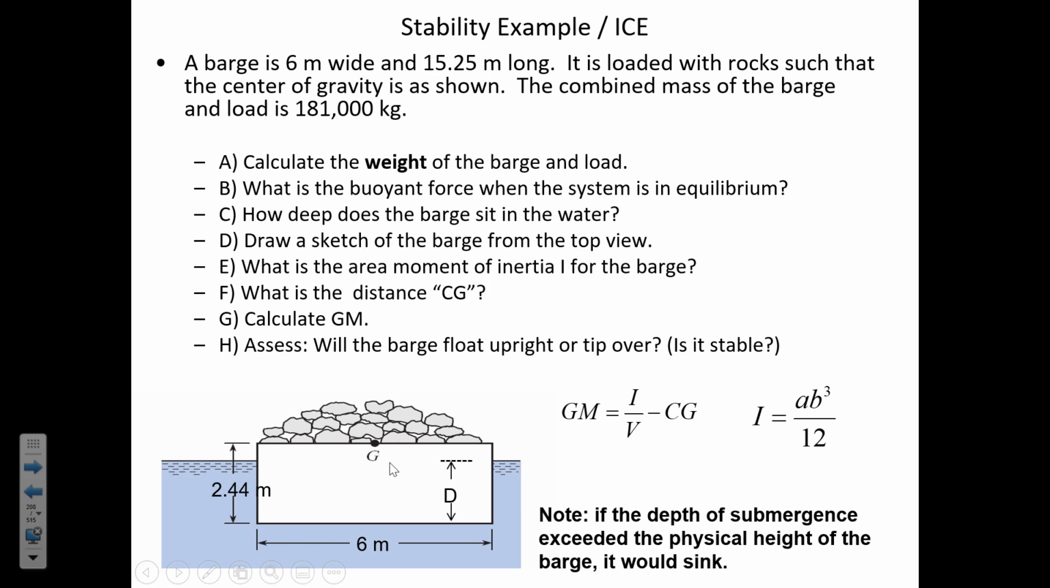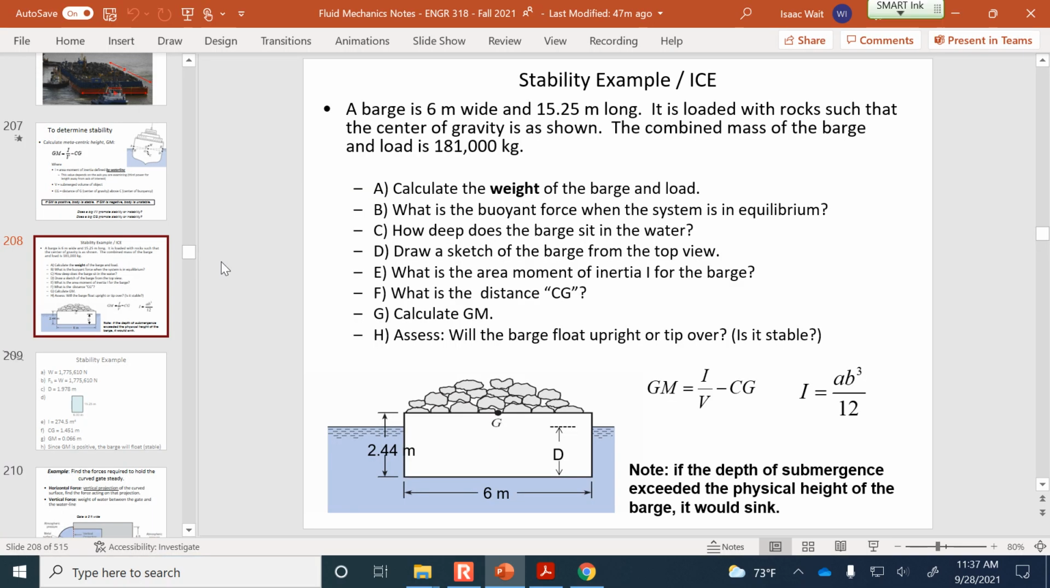Okay, so I take you through this step by step, like A through H. The order of it implies basically all of the things you need to know to assess stability. So first of all, calculate the weight based on the mass. Calculate the buoyant force when the system is in equilibrium. Well, that's not actually a calculation. That's more of a concept question in part B. So nobody should be sitting alone for this. You need to scoot next to another student and work this in pairs, all right?